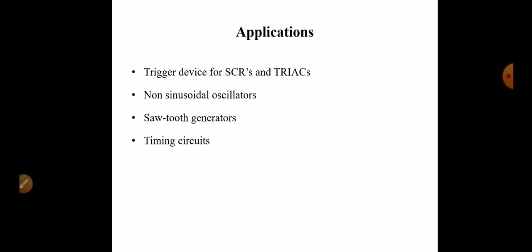Next one is the applications of UJT. Applications of UJT are: we can use the UJT as a triggering device for SCR and triac. Then the next one is the non-sinusoidal oscillator. We can use the UJT as a non-sinusoidal oscillator, sawtooth generator, and a timing circuit. These are the applications of UJT.